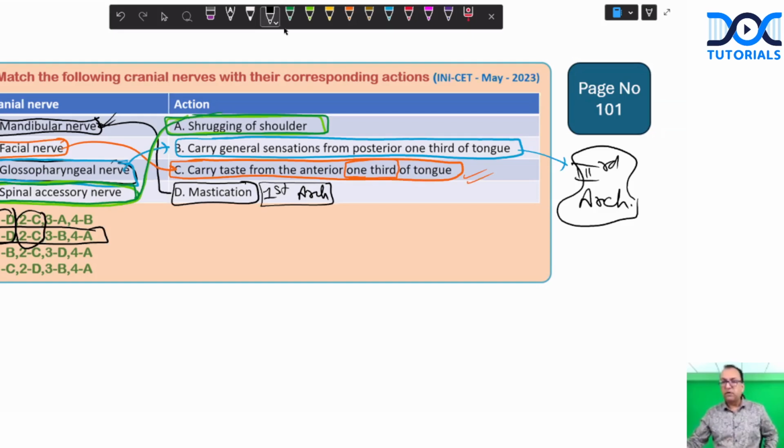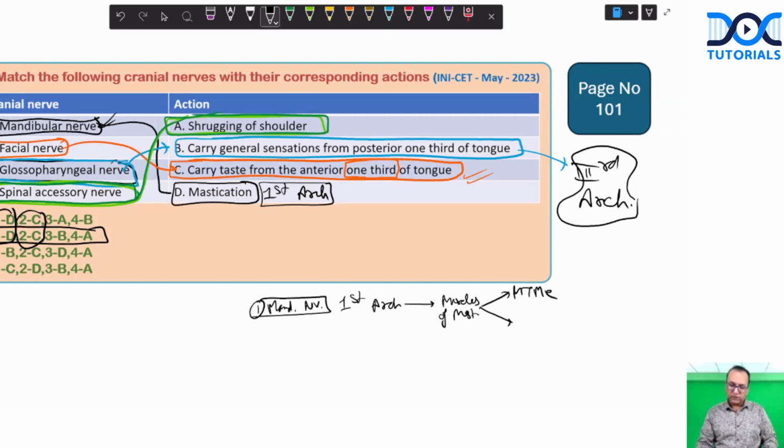Let us now proceed further with the mandibular nerve. So, what about mandibular nerve? First of all, you should know mandibular nerve is the nerve of first arch. So, as it is nerve of first arch, it will supply muscles of mastication. And when you say muscles of mastication, you can remember MTM elevators. Now, what is this MTM elevators? The masseter, the temporalis, and the medial pterygoid.